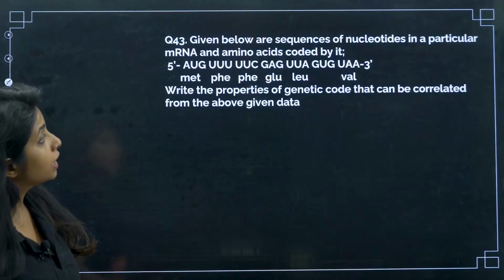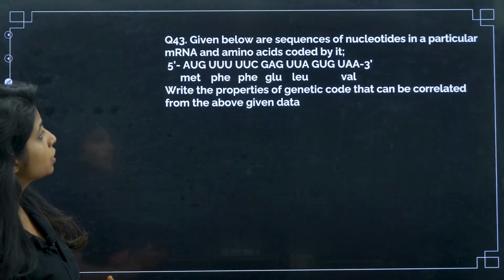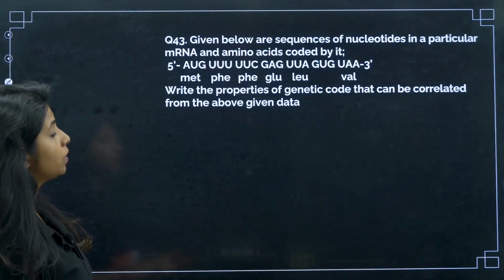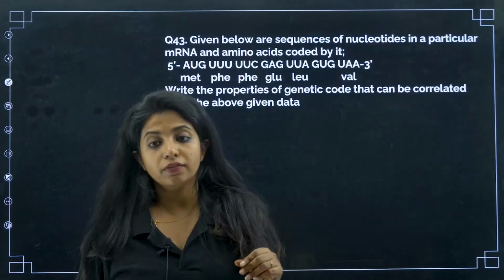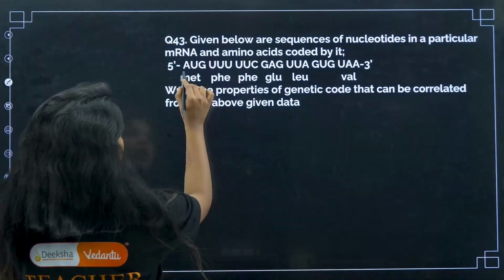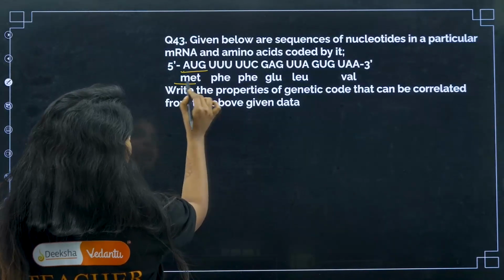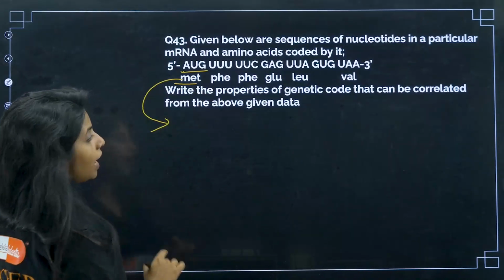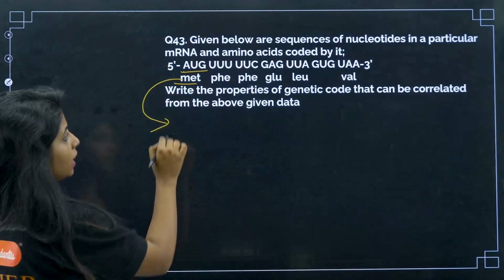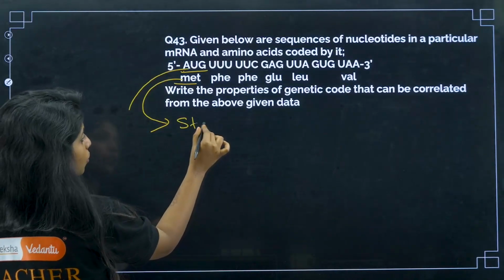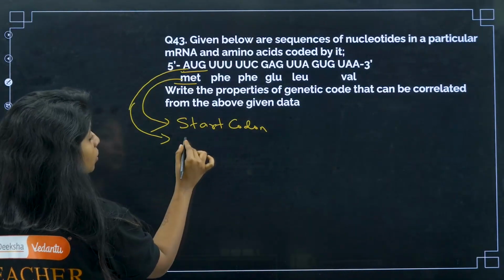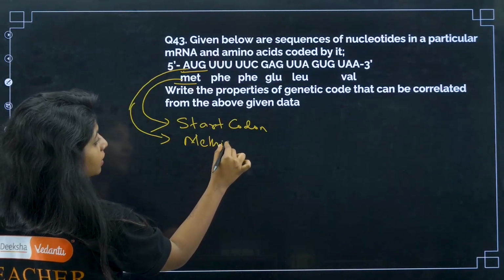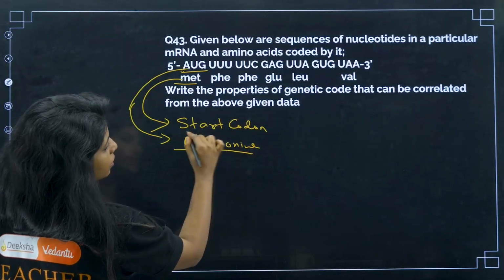Now, the next question: given below are sequences of nucleotides in a particular mRNA and the amino acids coded by it. Write the properties of genetic code that can be correlated from the above given data. First thing, I see AUG over here, and AUG is for methionine. I know AUG is going to act like a start codon, and it is also the one that codes for an amino acid, that is methionine, my dear children.